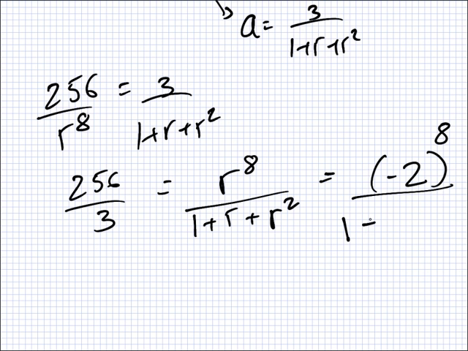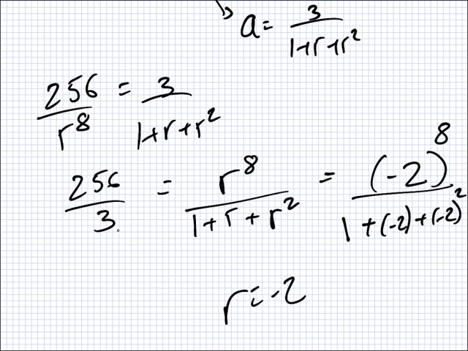And 1 plus minus 2 plus minus 2 squared. 1 minus 2 is minus 1. Minus 1 plus 4? 3. So it has to be minus 2. Couldn't be anything else. So we need a number to equal 256 over 3? Yeah, we need to find an r here to make this fraction.